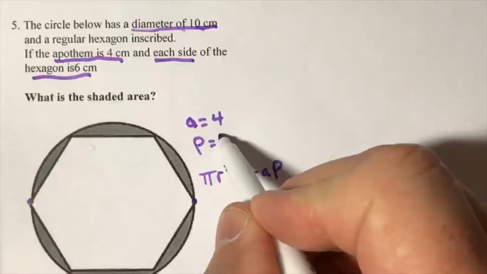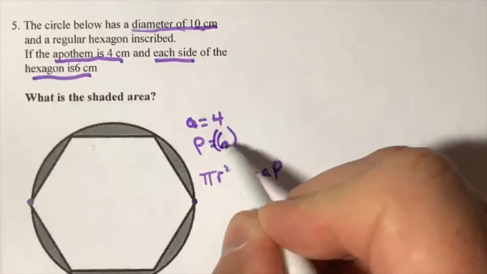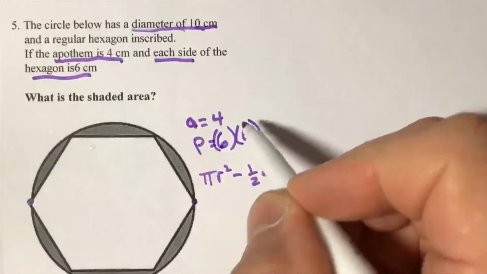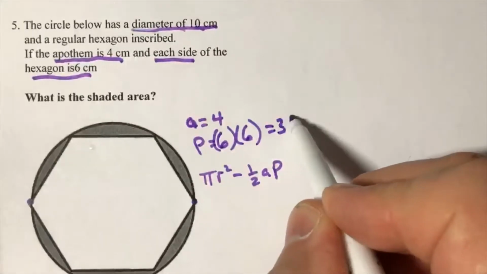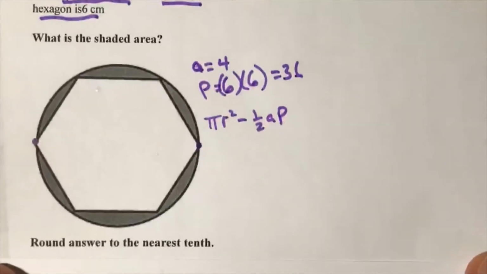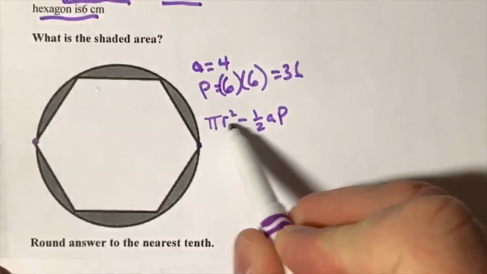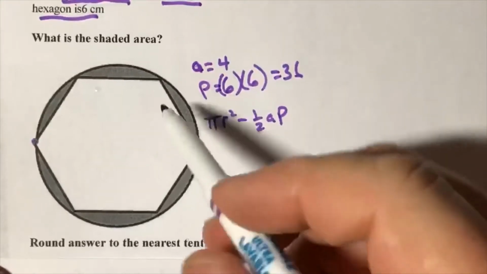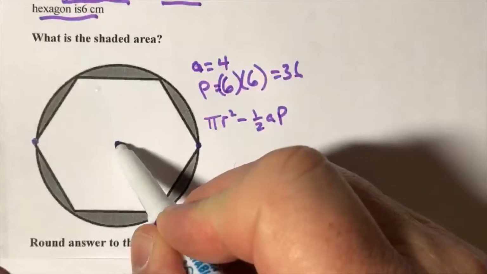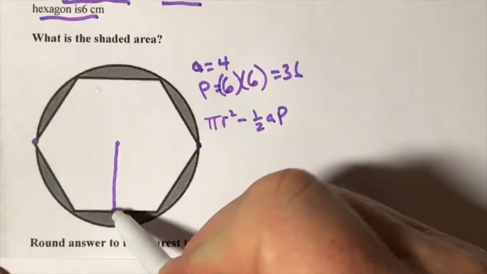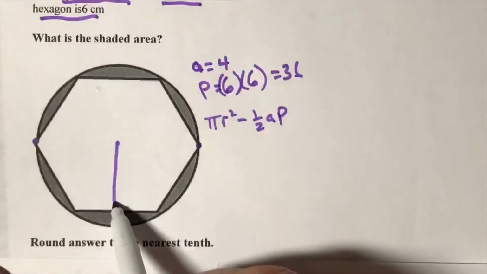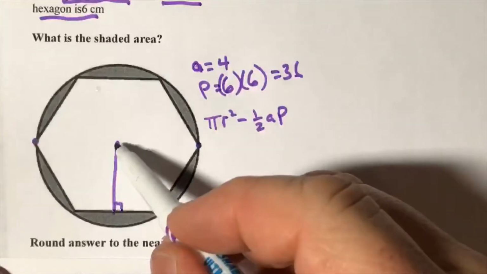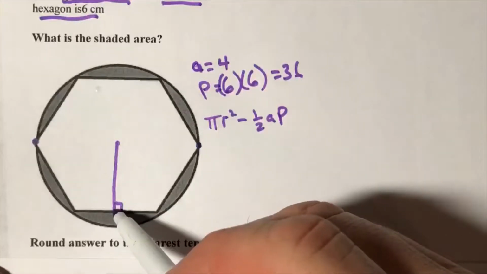And each side is 6, and there's 6 sides. So 6 times 6 equals 36. Okay, now let's go down here to the figure. We've got our formulas. We go to the center and we draw in our apothem. Remember, do not go past this side. It must stop and be perpendicular to this piece.